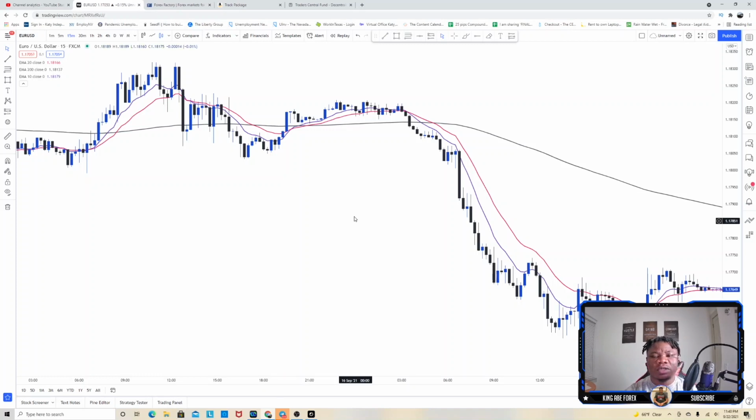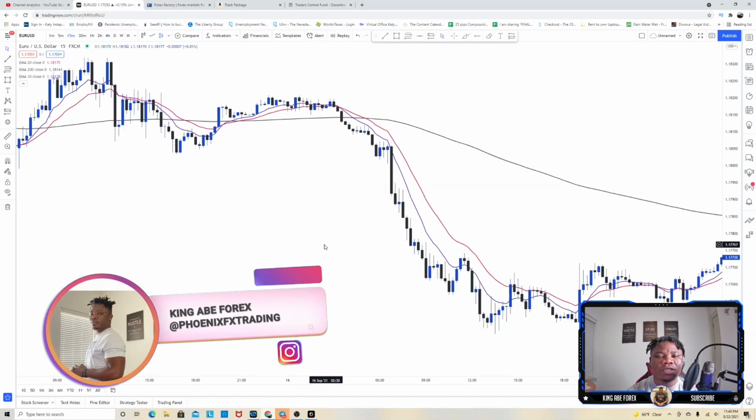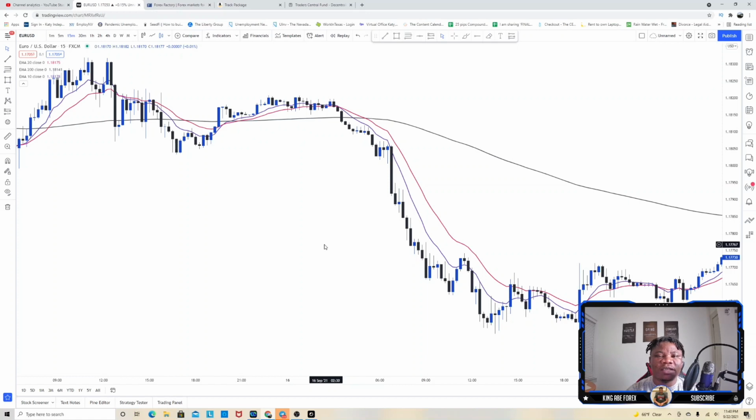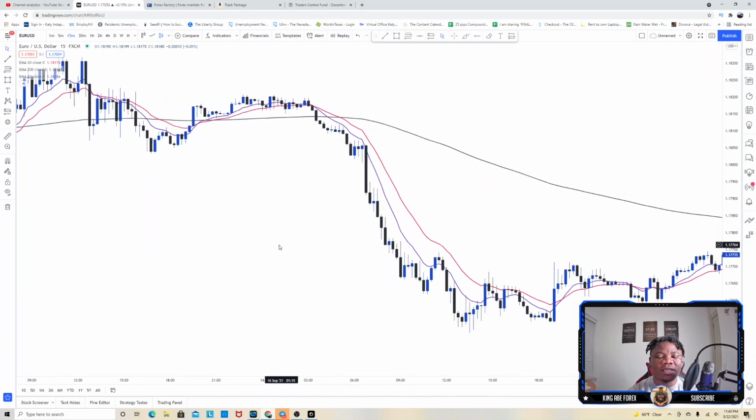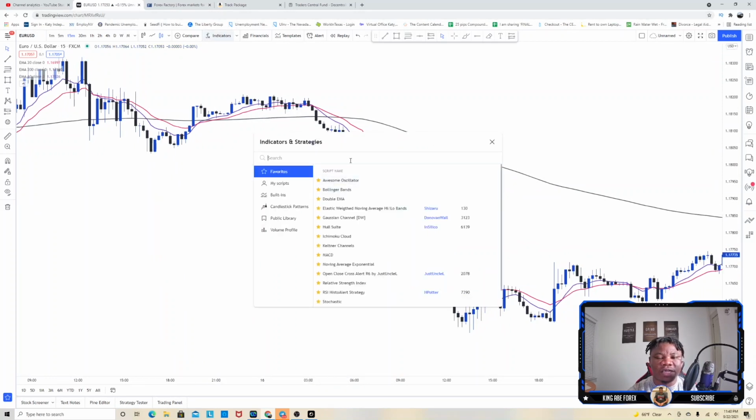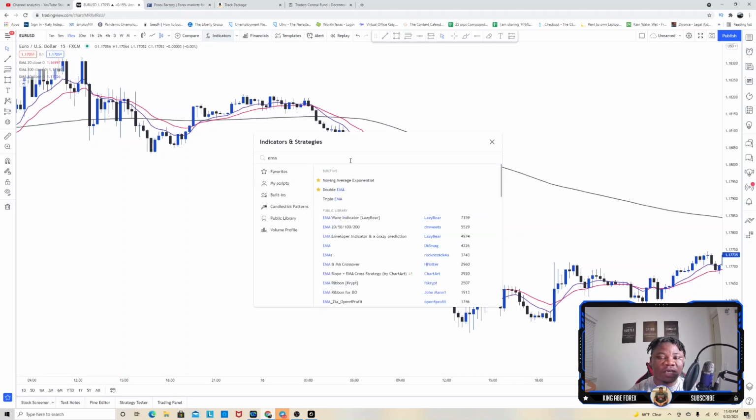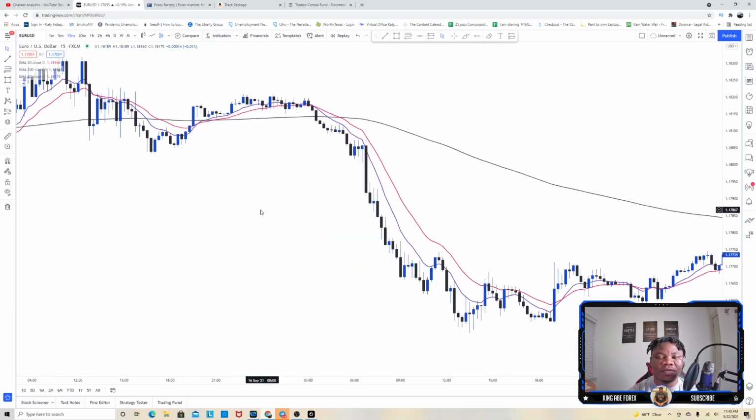Now, if you guys take a look here on my chart, I have 3 moving averages: the 10 EMA, the 20 EMA, and the 200 EMA. To add this indicator onto your chart, you just go here and search for EMA. It's going to be the first one, moving average exponential, and you just click it 3 times. And you change the first one to 10, the second one to 20, and the third one to 200 EMA.